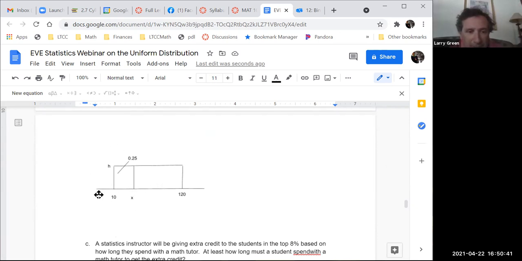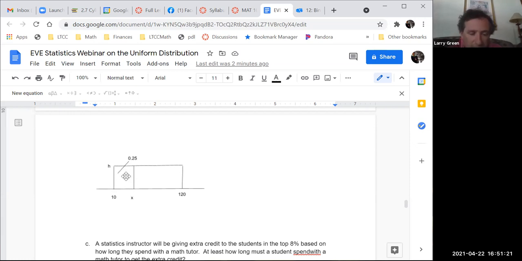So here's the picture that I'm drawing. The first quartile is a value of X. That's what we don't know, so that's what I'm going to call X. The height we know was 1 over 110. That's never changing. And if there's a 25% probability of being to the left of X, that means the area of this left rectangle is 0.25. Any questions on the picture?